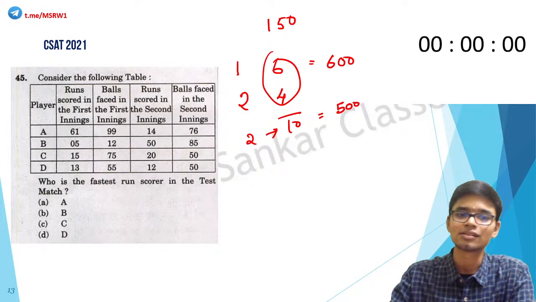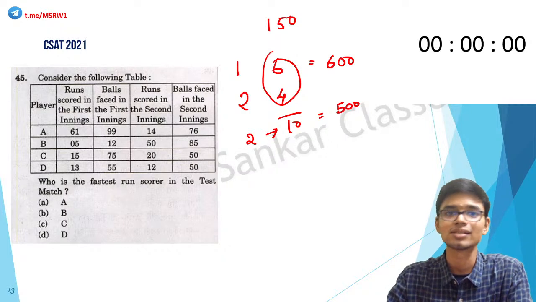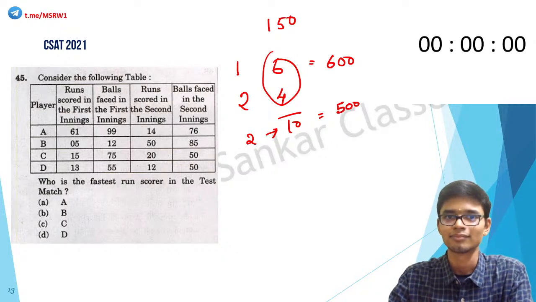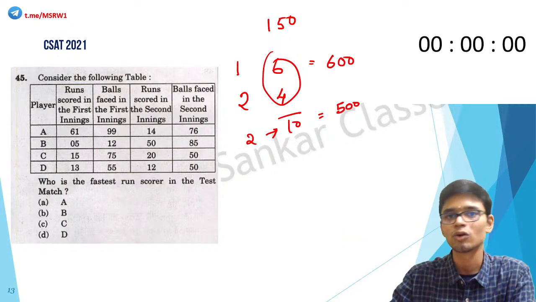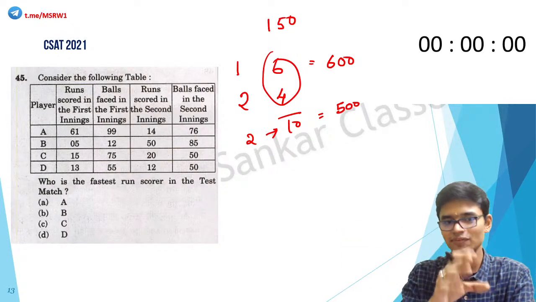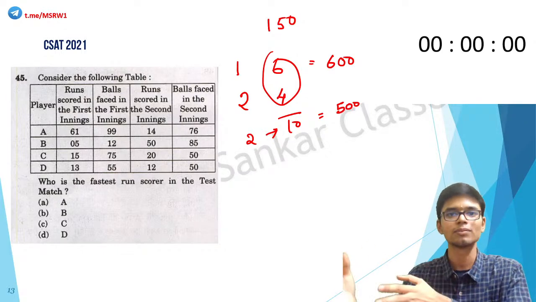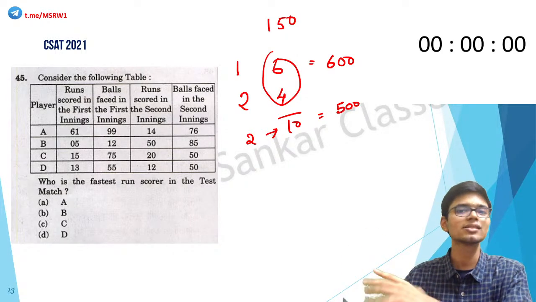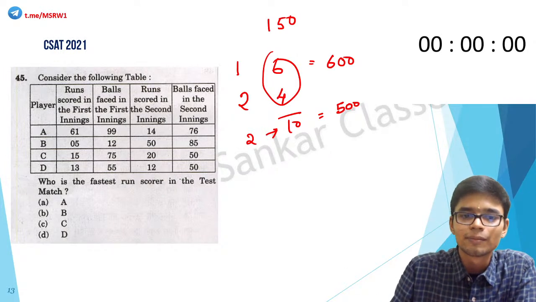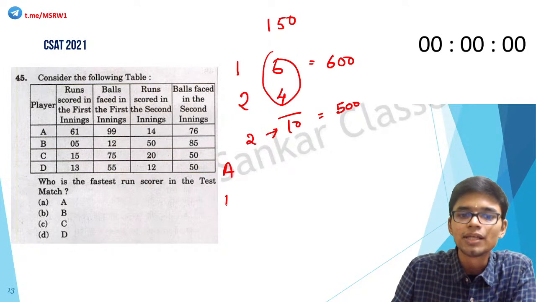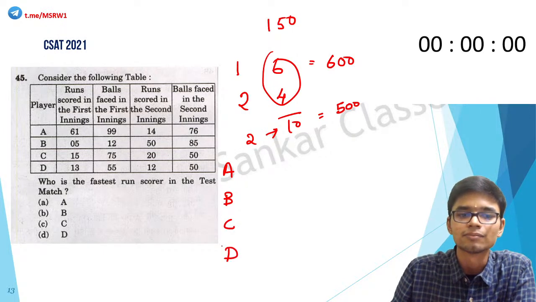So this question is asking you who has the best strike rate. That means, in other words, the fastest run getter. How do we find this? Initially we add the total runs and the total balls, and then we find out who has the best strike rate. That's all. Very simple. Let's see. Player A, B, C, D.